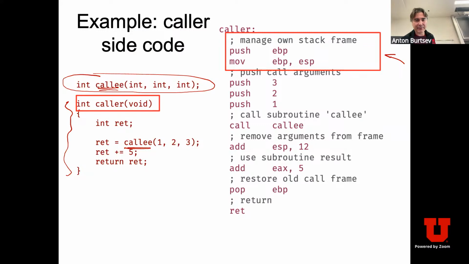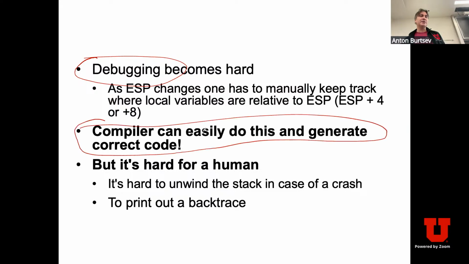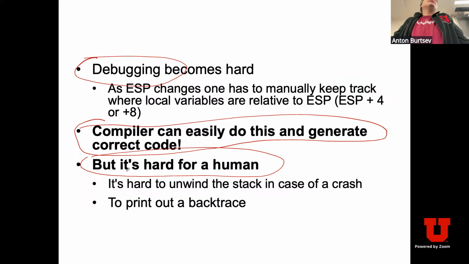So what are the advantages or disadvantages of maintaining the stack frame? Advantages: essentially we get back debugging. As I was saying, the compiler can generate this information for us because it's smart, but it's hard for us as humans. What will be the advantages of not maintaining the stack frame? Anyone? Correct. You're wasting instructions. Okay, can you be more specific?